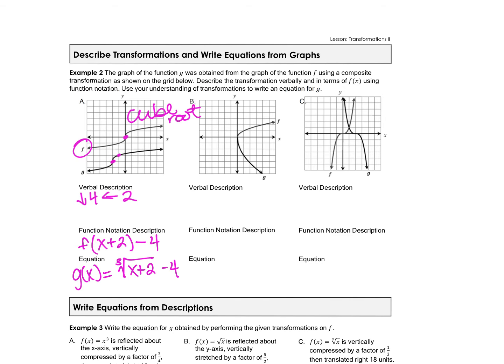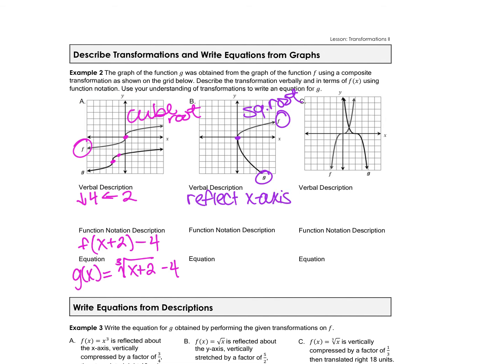Okay, let's look at another one. So looking at this one, f is your parent function. This is a square root graph. So notice our (0, 0) point did not change. It's still there if you look at g. So it didn't shift left or right. I do notice that it was reflected over the x-axis.